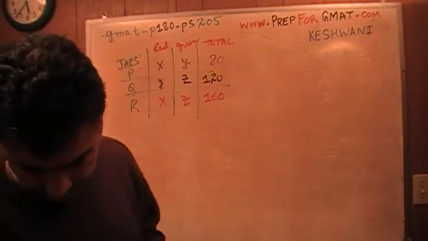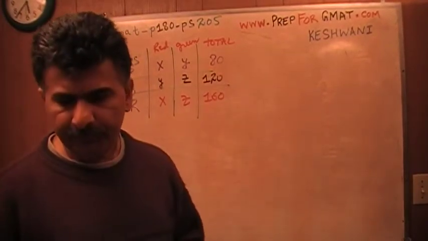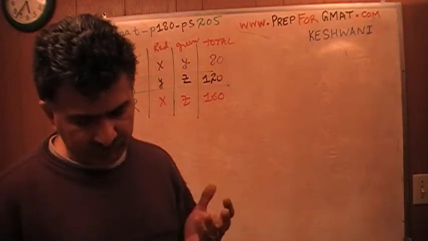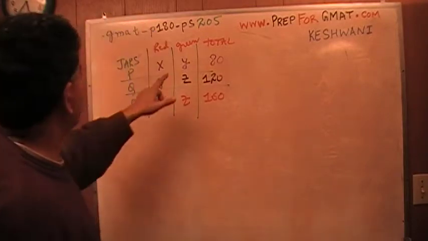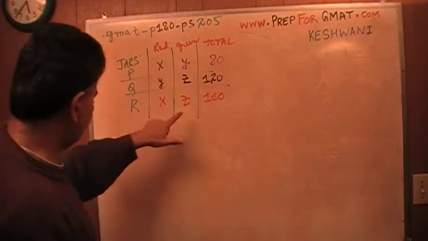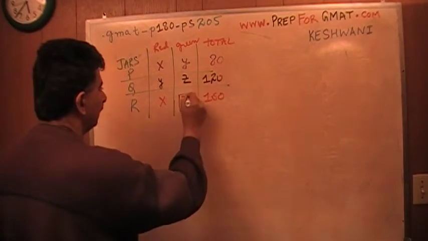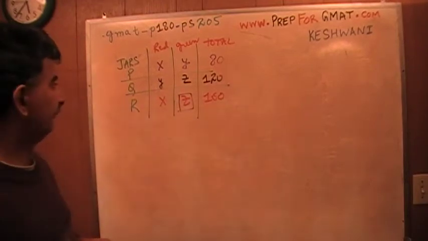And the question simply is, what is the number of green marbles in jar R? We have to find Z if you want. We have to solve for this variable.